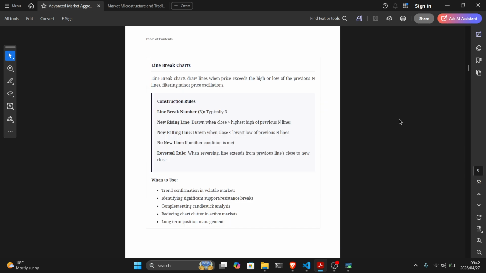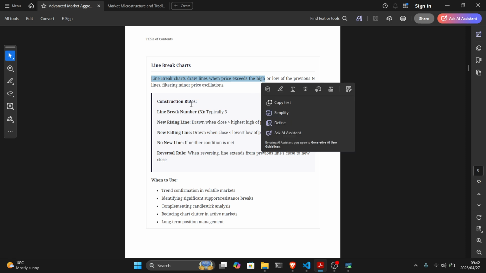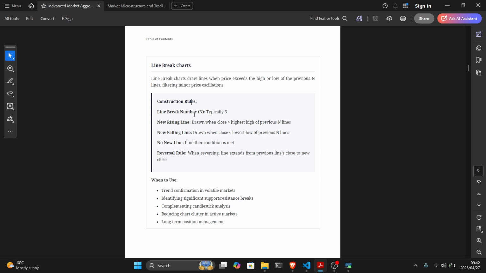Now, line break charts are defined as: line break charts draw lines when price exceeds the high or low of the previous n lines, filtering minor price oscillations. The construction rules: line break number n is typically 3. It can be any number, but it's typically 3. A new rising line is drawn when close is greater than the highest high of the previous n lines. A new falling line is drawn when close is less than the lowest low of the previous n lines. No new line is drawn if neither condition is met. So if these two conditions, new falling line, new rising line, are not met, then nothing happens.